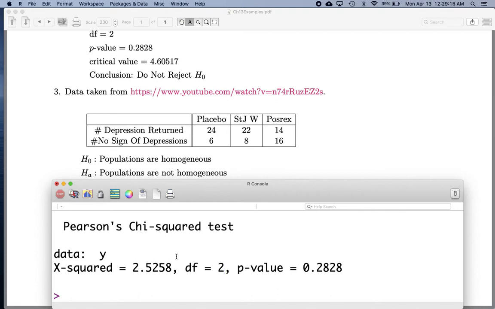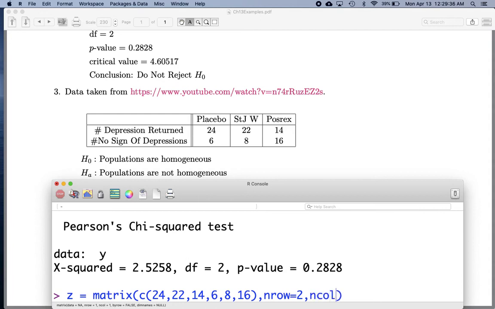So let's go ahead and run the chi-squared test. This is basically going to work the same way that we did the test before. So I'm going to make a matrix, and our values for the matrix are going to be 24, 22, 14, 6, 8, and 16. There's again 2 rows and 3 columns, and I like to input everything by row, so by row is going to be true.